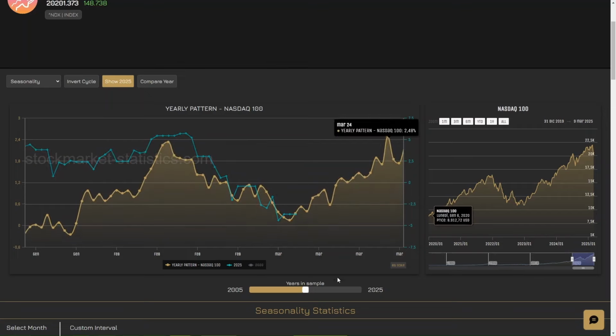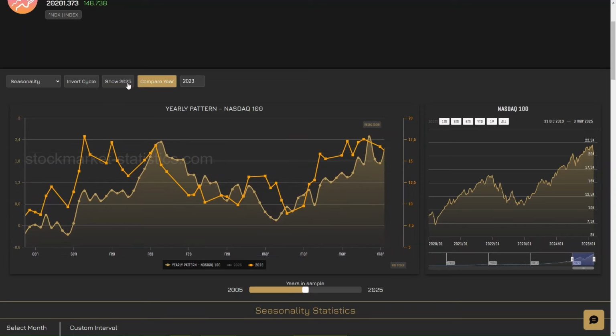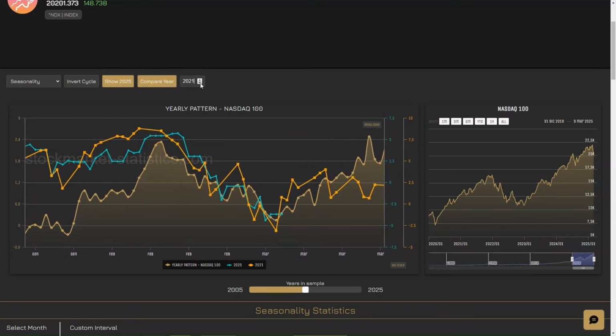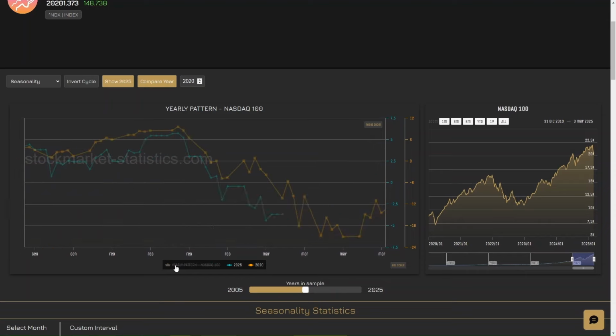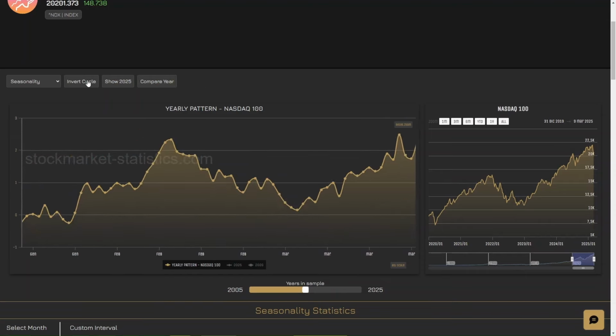Observe the spectacular correlation between the two curves. The Nasdaq is behaving exactly as our forecast suggested. From the other options, we also have the ability to compare individual past years with the average trend or with the current year to find and discover other recurrences. Additionally, the dashboard allows us to invert the direction of the average pattern.